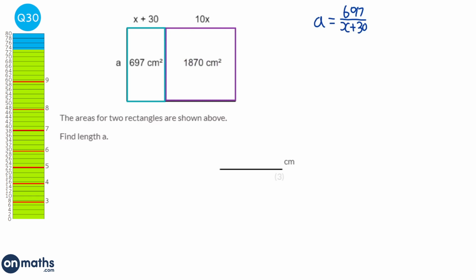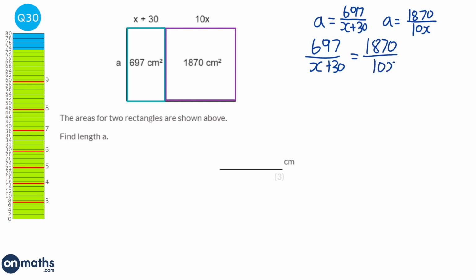Now let's focus on the other rectangle, and this time we have A equal to the area of it, which is 1870, divided by the 10x. Now because both of these are equal to A, we can actually just get both of these fractions equal to each other. And what we can do is work out what x is going to be.